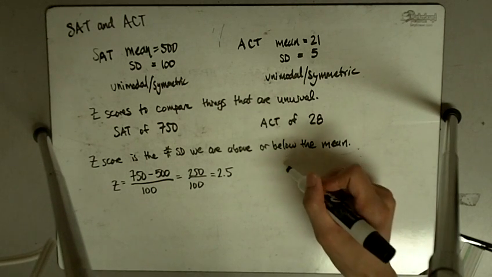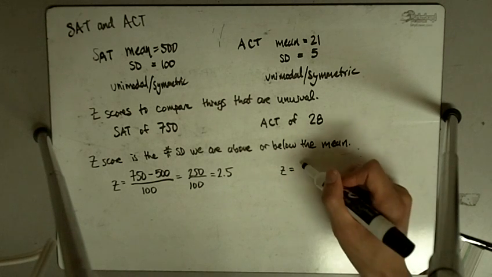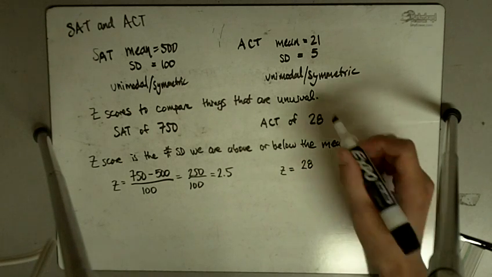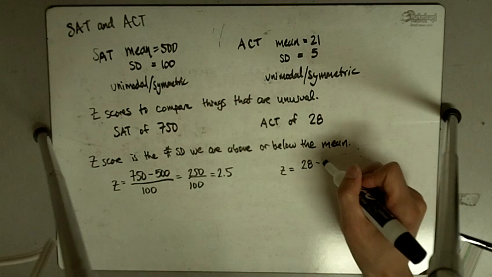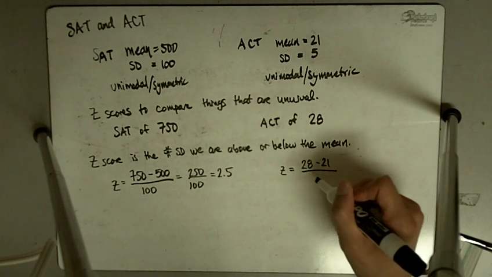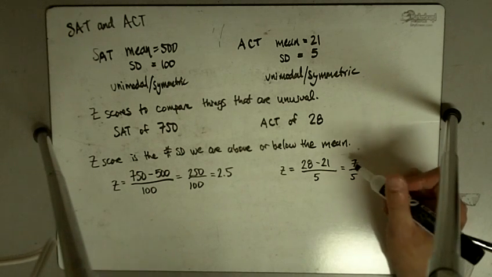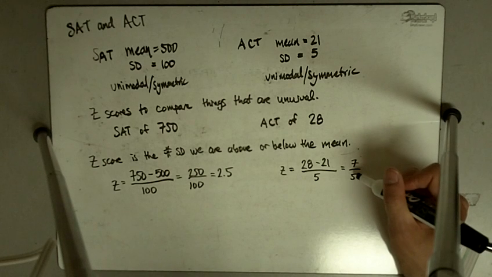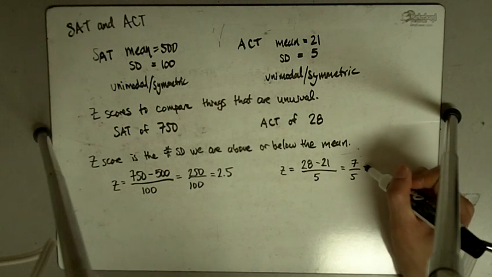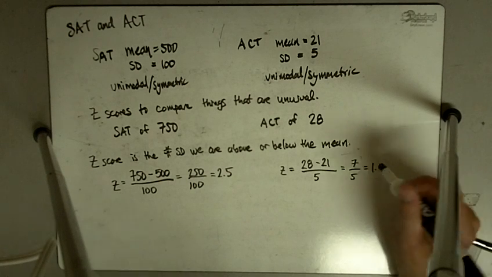Over here, my ACT score is 28. So my z-score here is going to be 28, 28 is 7 points above the mean. Okay, so I do 28 minus 21, and each standard deviation is 5 points. So here my z-score is 7 divided by 5. 28 is 7 points above the mean. Each standard deviation is 5. So that means we are 1.4 standard deviations above the mean.